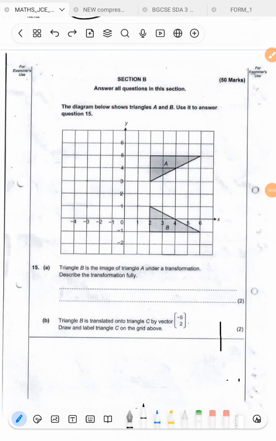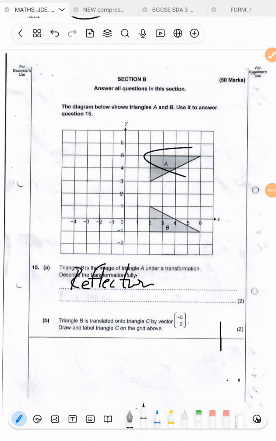The first question says, the diagram below shows triangles A and B. Use it to answer question 15. 15a says, triangle B is the image of triangle A under a transformation. Describe the transformation fully. The transformation here is going to be reflection.